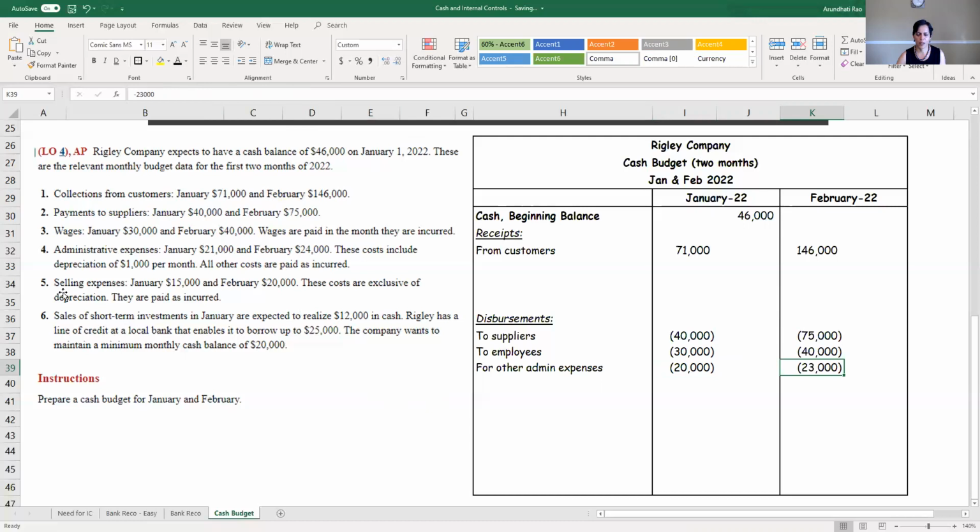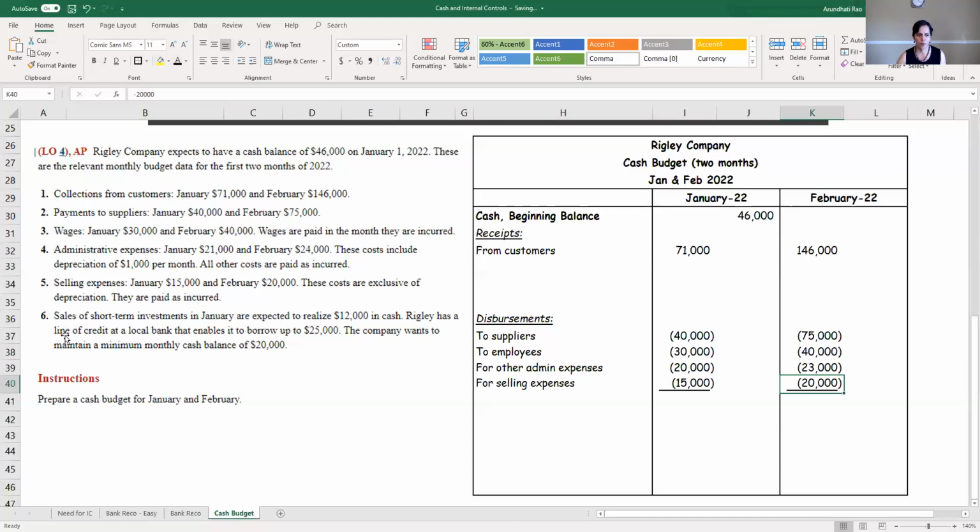I have selling expenses. In Jan, it's $15,000. In Feb, it's $20,000. These costs are exclusive of depreciation. They're all paid as incurred. So they're saying, don't worry about depreciation not included over here. So here I'm going to write for selling expenses, my numbers are $15,000 and $20,000.